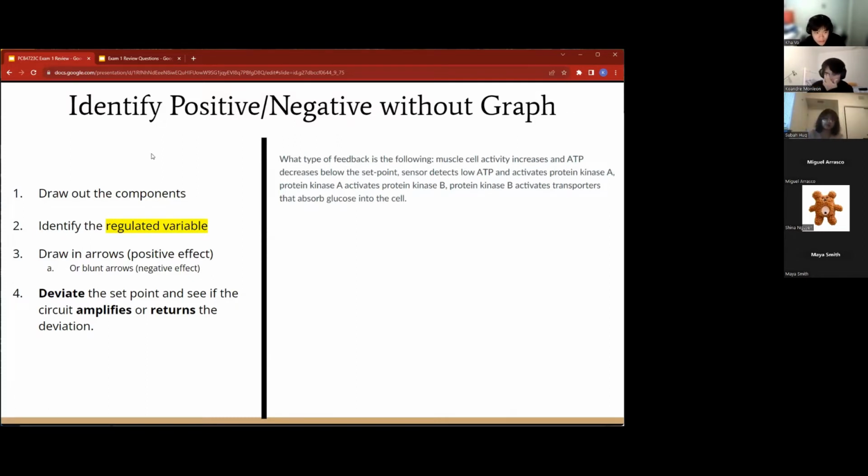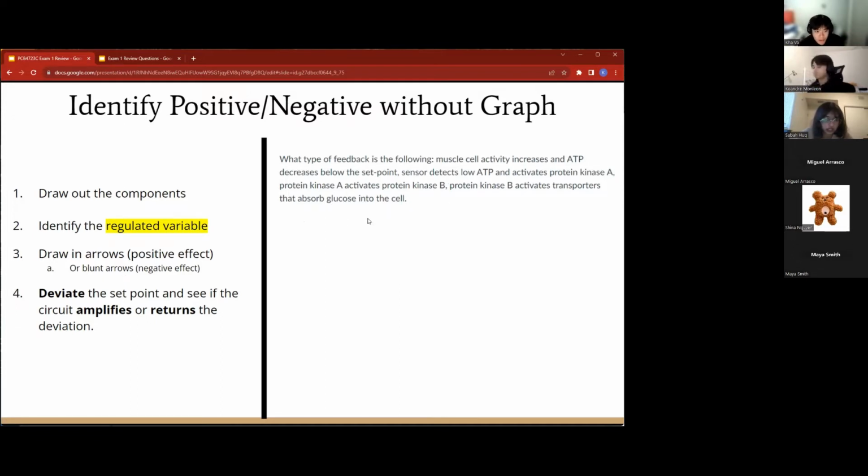Draw out the components. Literally, if you see ATP, write ATP. If you see a sensor, write down the sensor. Next, identify which variable is being regulated. In this problem here, if you read it out, this example was in your practice extra credit homework, the regulated variable is ATP here.